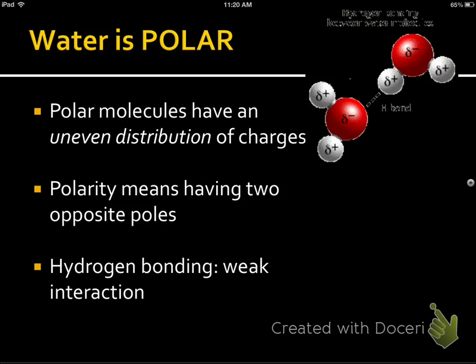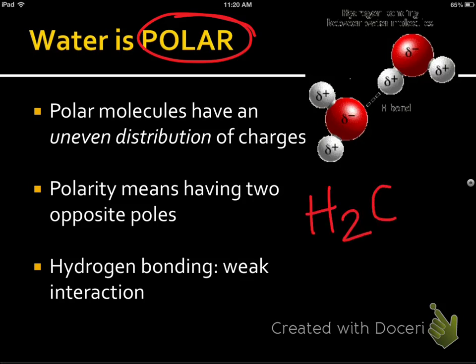So polar is the first property of water. Water is polar, meaning there's an uneven distribution. Okay, so we know that water is H2O. Alright, so you see here there's a plus charge, but then there's a minus charge here. So that means this has an uneven distribution of charges, and it means 2 opposite poles. So polarity, think about the word pole, like North Pole, South Pole. There's two opposite poles. So you have a pole here and a pole here.